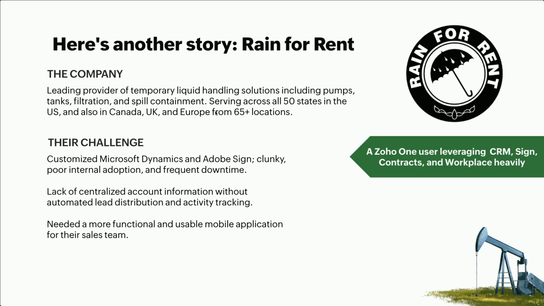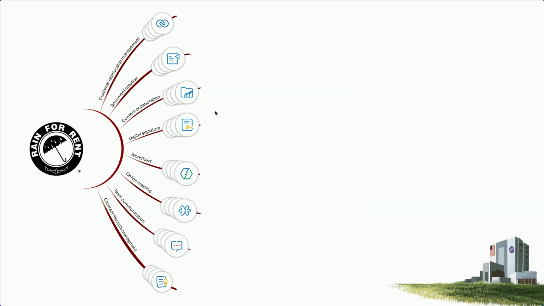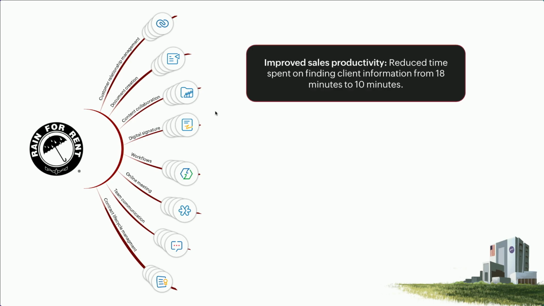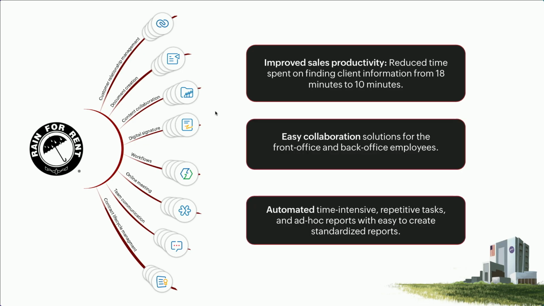They've now picked up Zoho CRM, Workplace, and Contracts. All of it put together, their estimated savings for a year is roughly about 400,000 USD. So imagine the question that I asked you earlier about how much money you can save with DocuSign if you switch to Zoho and you're still paying for DocuSign. If you scale that up to an enterprise level, this is the kind of numbers we're talking about. This is what their suite looks like today. They use pretty much every app that we have in the system, and they leverage the Zoho One ecosystem extensively. It has improved their sales productivity, made collaboration easier, and automated all these time-intensive and cumbersome tasks that they had trouble with.